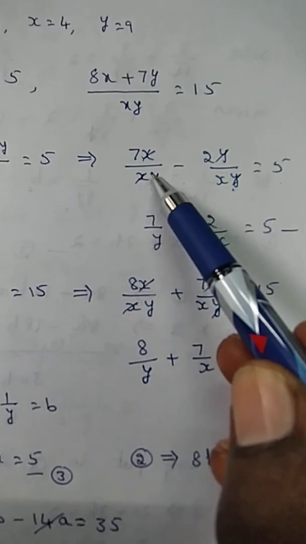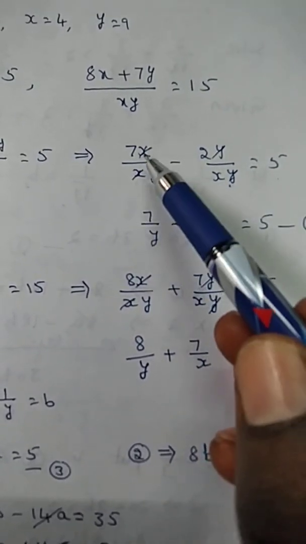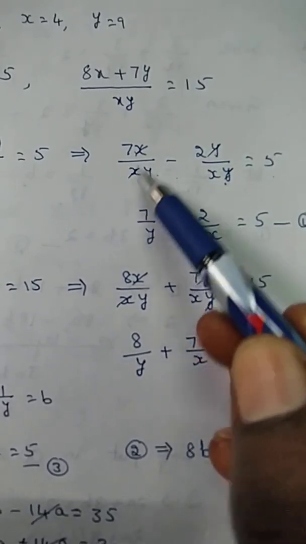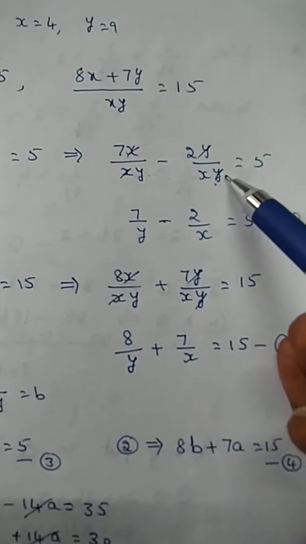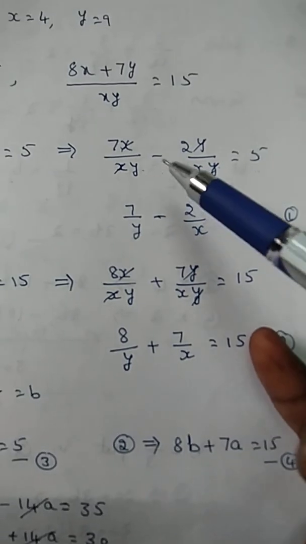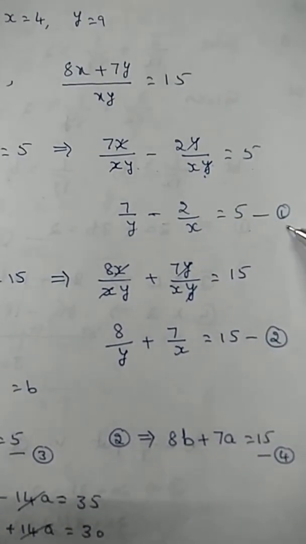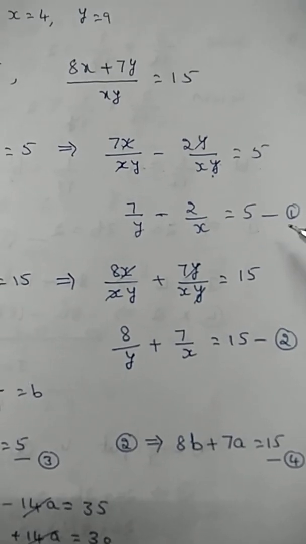Now in the numerator x and denominator x cancel, because those are multiples here. 7 into x/(x into y), x cancels; 2 into y/(x into y), y cancels. Now we write the balance here: 7/y − 2/x is equal to 5. It is the first equation.